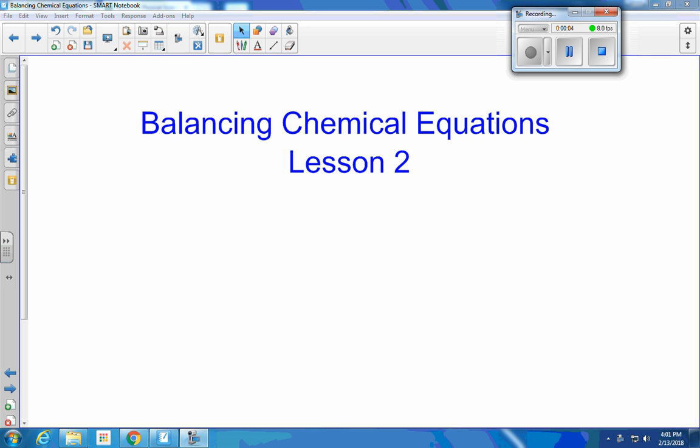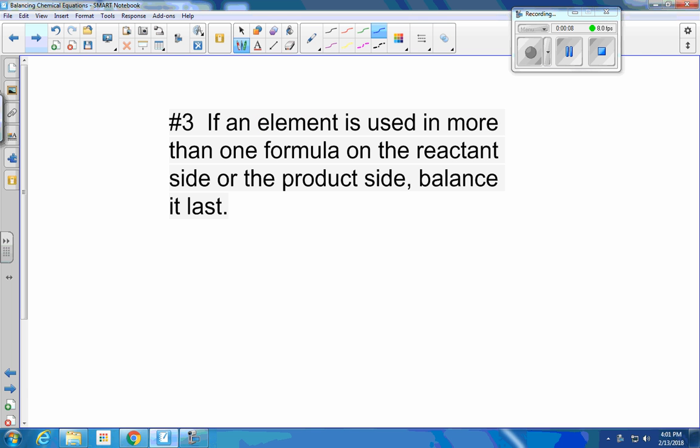Balancing Chemical Equations, Lesson 2. Rule number 3. If an element is used in more than one formula on the reactant side or the product side, balance it last.